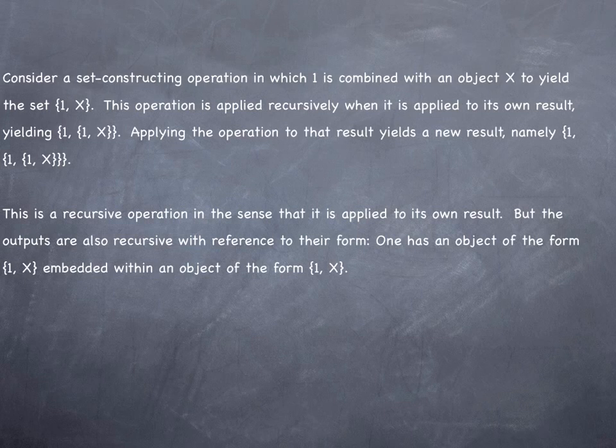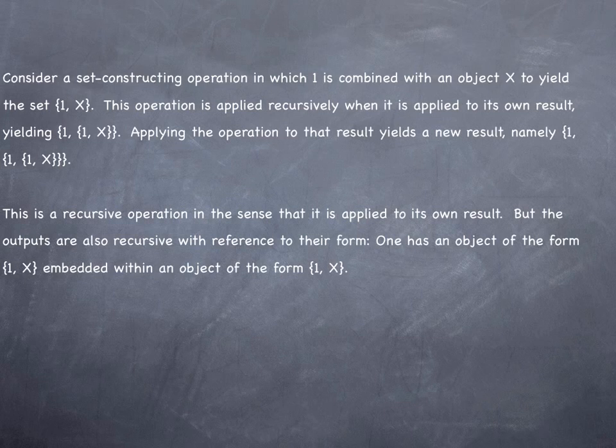That's an operation. It's a set constructing operation. In fact, specifically, it is a binary set constructing operation because it acts upon two objects to form a set with precisely those two objects as its members. This binary set constructing operation is applied recursively if it's applied to its own result, which in this case would yield a set containing precisely two members. One member is the symbol for 1, and the other member is unspecified. But given that we're talking about recursion, that second member will be the output of the first application of the procedure.